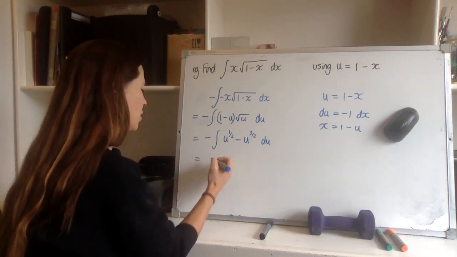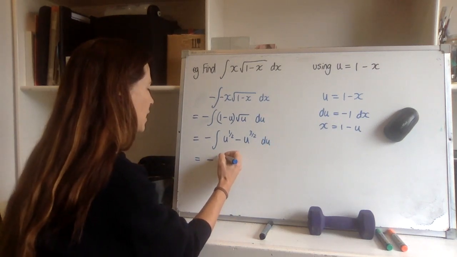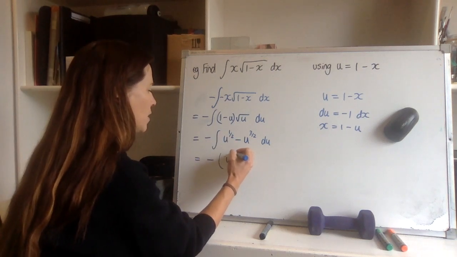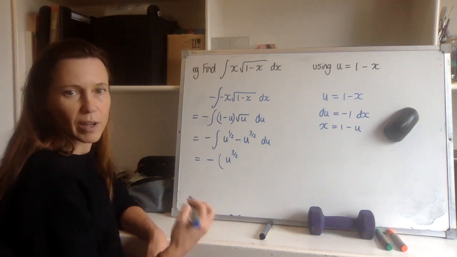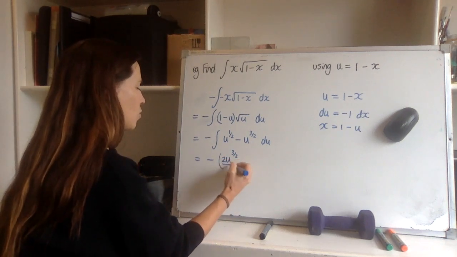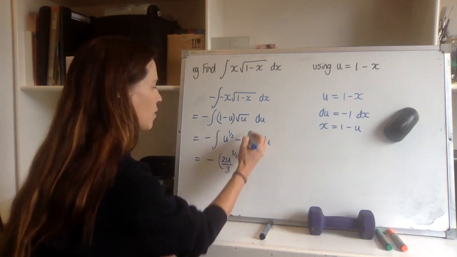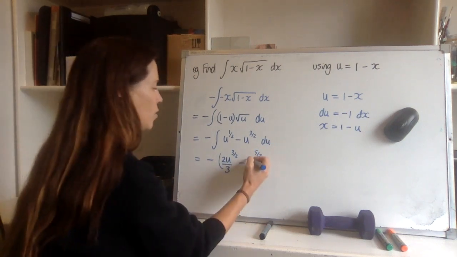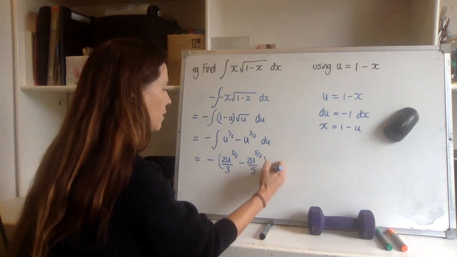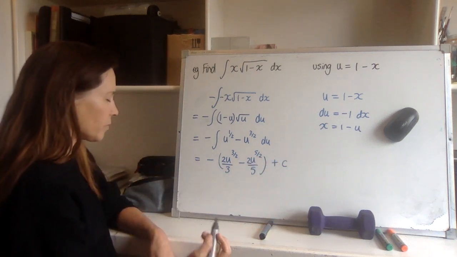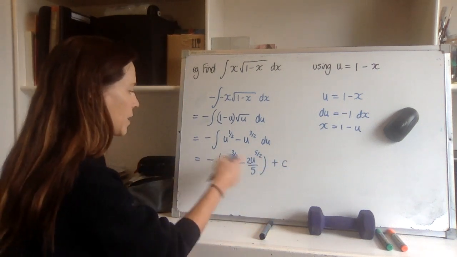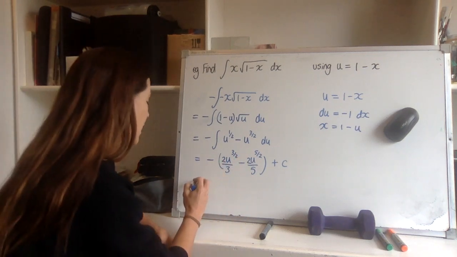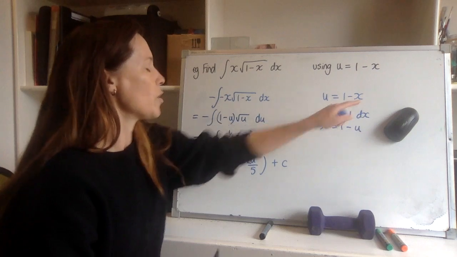Now we can integrate. We've got a negative here, so we've got to put the negative around the whole thing, and we've got to raise the power by 1, divide by 3 over 2, which is the same as multiplying by 2 over 3, and here we've got to raise the power by 1, that will be 5 over 2, and multiply by 2 over 5, and then add a constant. Now we can probably do two things at once here. We need to expand our brackets, which means effectively just changing the sign of both terms, and we need to sub back in what u is.